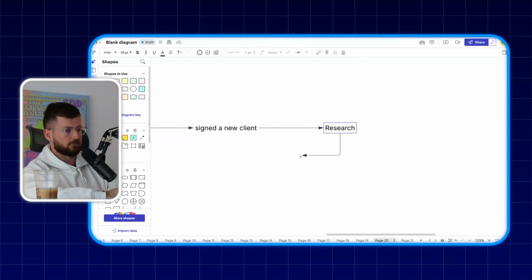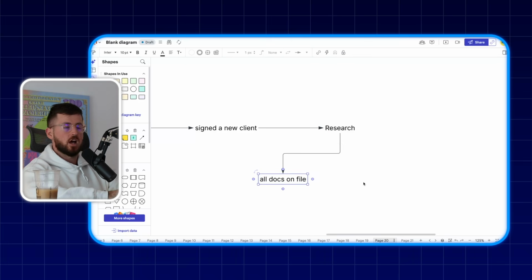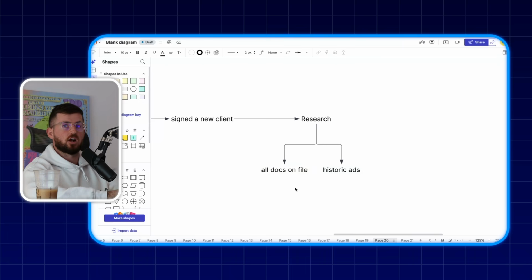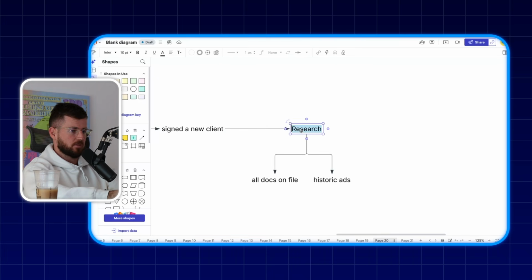So for us, when we just signed on this new client, I first went through all docs on file. This was documented customer personas, historic ads they've created and stuff. And then from there, I was able to go through and get a good understanding of what their perspective is of how they believe this product should be marketed. I'd say this is not even really research, but more of an audit of the client in a way, right?